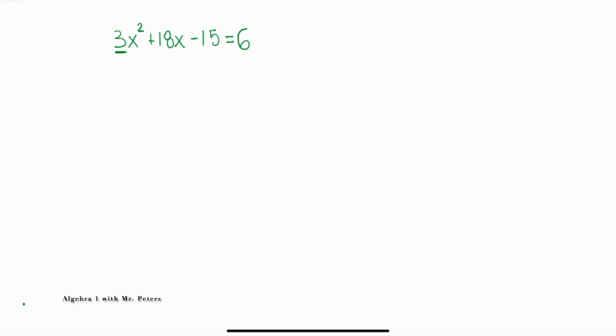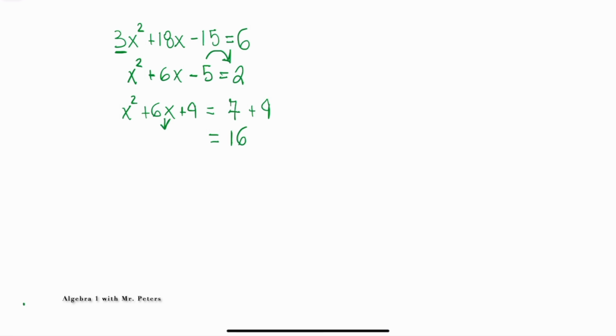But in this situation, what I would tell everyone to do is to divide by 3. If we divide both sides by 3, we get a lead coefficient of 1: x squared plus 6x minus 5 is equal to 2. We're going to move that c term over. So we have x squared plus 6x is equal to 7. When I take half of 6, that's 3. We square it to get 9. We add that on both sides. Right side simplifies to 16.